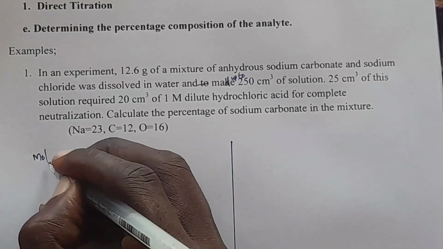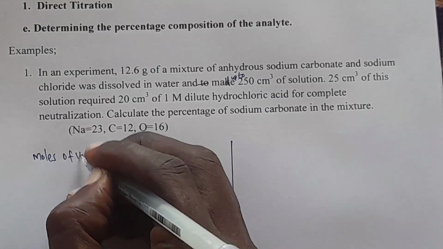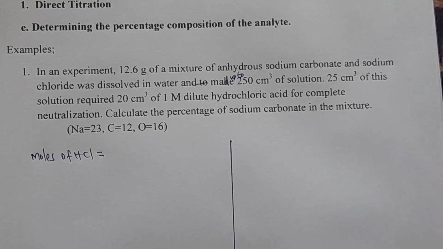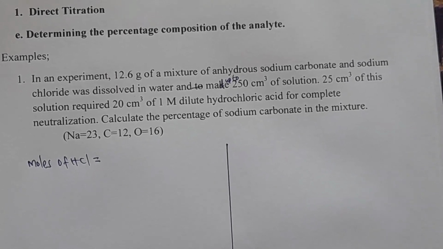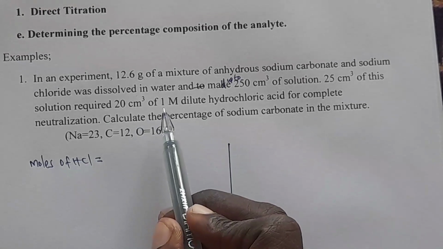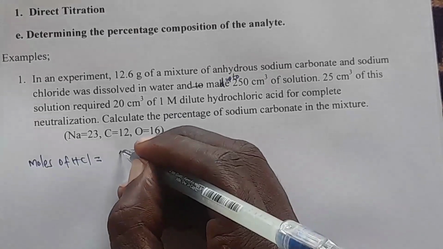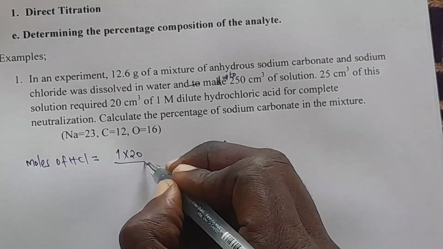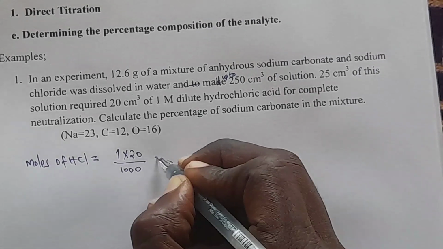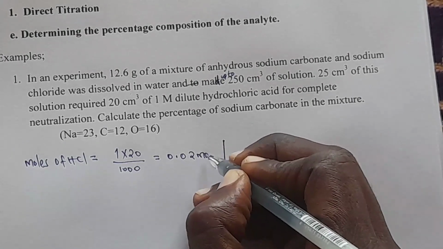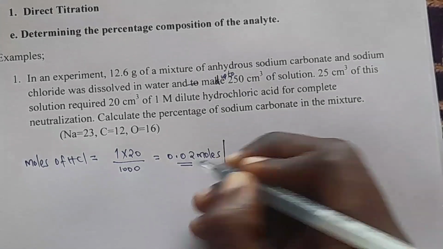What have we said about the formula for calculating moles? Moles is given by molarity times volume used over 1000. That's the formula. So what do we have as our molarity of hydrochloric acid? We are given 1 molar. So we say 1 times the volume, which is 20, divided by 1000. Here we are going to get 0.02 moles of hydrochloric acid.